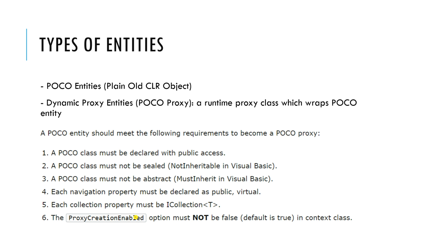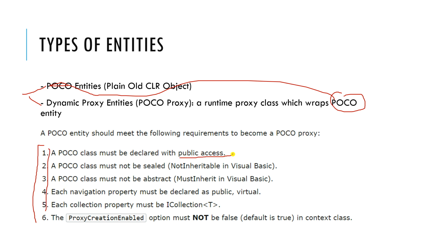Entity, we have different types of entity. Here are two types. The first is the POCO entity, or plain old CLR object. Second is the dynamic proxy entity, or POCO proxy. It's a runtime proxy class wrapping this entity. We can transfer POCO to dynamic proxy entity if we can handle these properties.